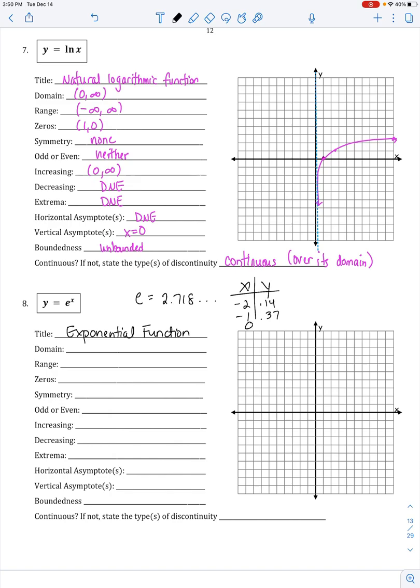If you raise anything to the 0 power, it's 1. And then I'll just do a couple more points. If I do e to the first, it's about 2.72. And if you raise e to the second, and the e button, by the way, is second and then the division sign on your calculator, that's about 7.4. So I'm just going to graph these points so you can see the shape of the exponential function.